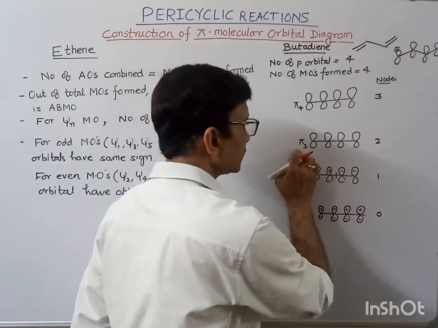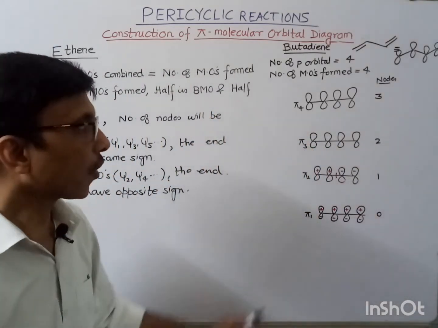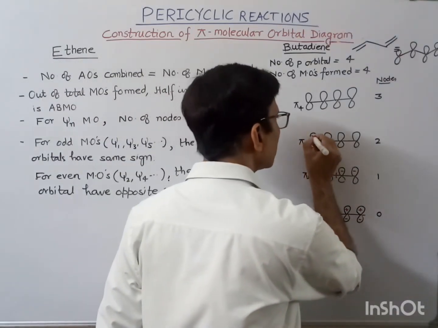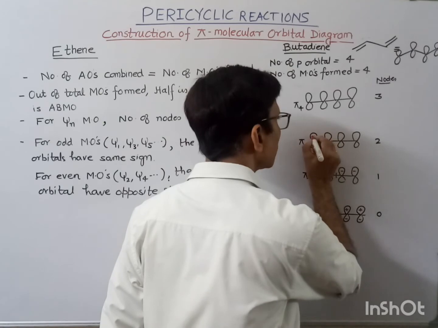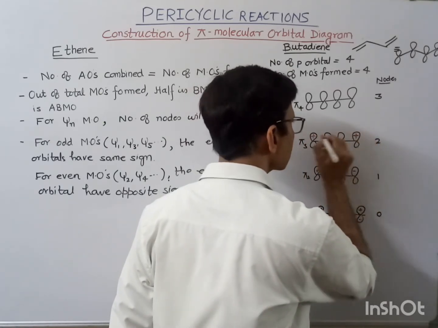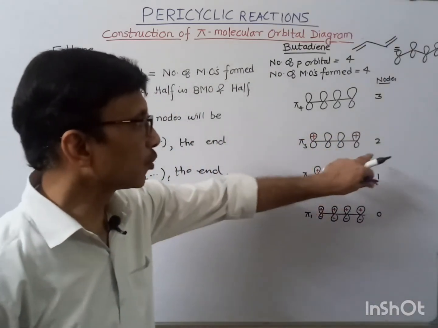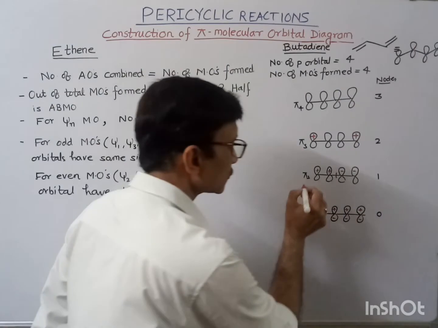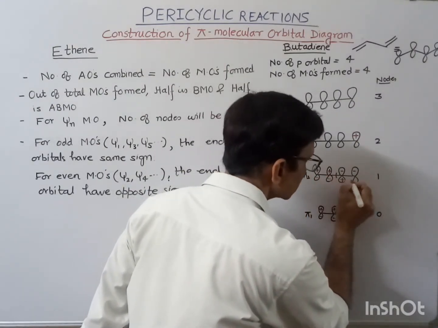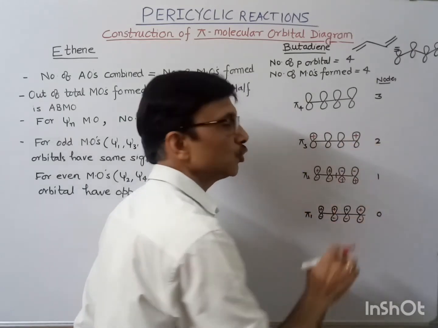Now psi 3 is again an odd molecular orbital, and for an odd molecular orbital the end orbitals should have the same sign. So plus, plus, plus, plus. Now how many nodes should it have? Let me write this sign also. So how many nodes should it have? It should have 2 nodes.